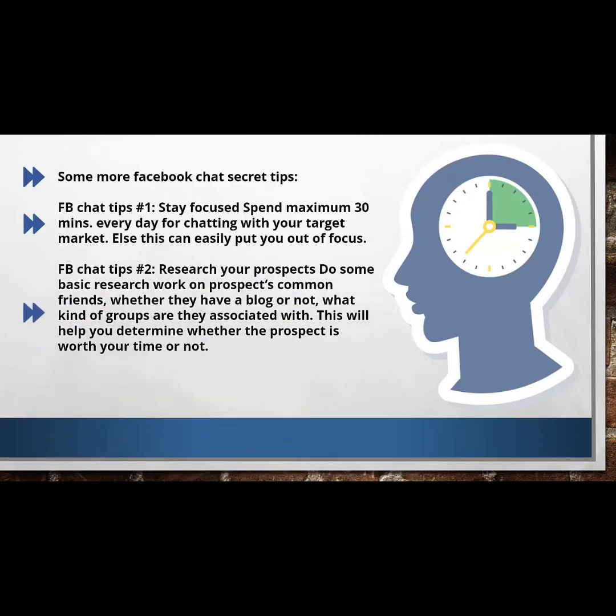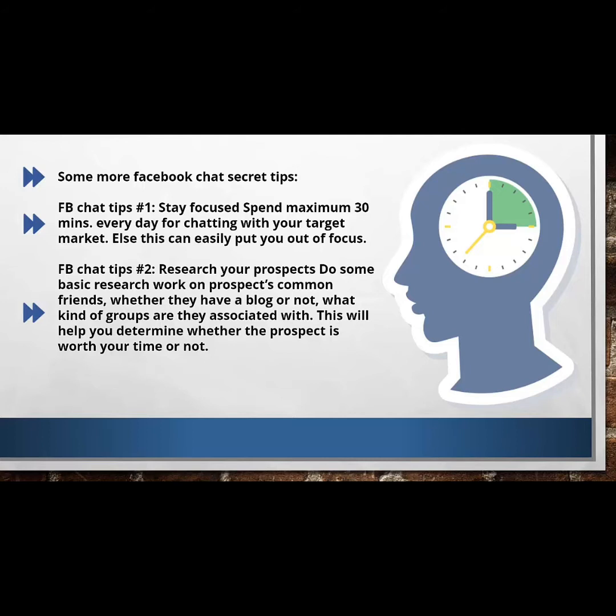Tip number 2, research your prospect. Do some basic research work on your prospects, like looking at your common friends or whether they have a blog or not. Now, when someone sends a Facebook friend request, the first thing I look at is our mutual friends. If I see that we have some good quality of mutual friends, that's the only time I accept their request.